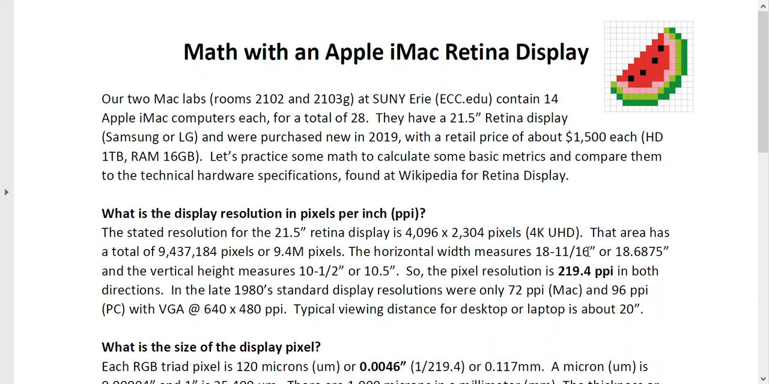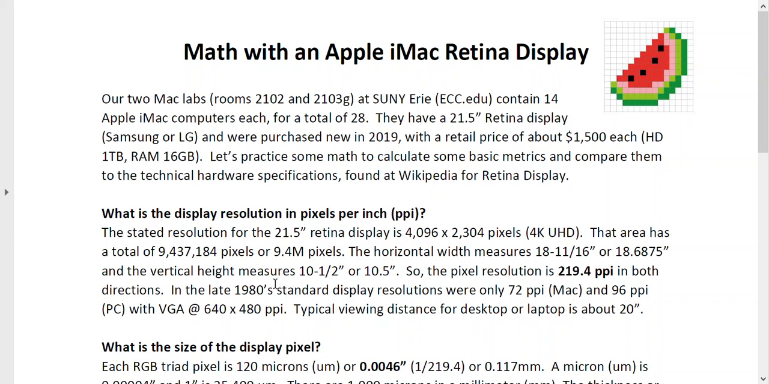Now if you take a ruler and you measure the horizontal width, it turns out to be 18 and 11/16 inches, and the vertical height measures 10.5 inches. So if you divide the number of pixels by the area, you'll get the resolution in pixels per inch, or PPI. And in this case, it's 219 pixels per inch.